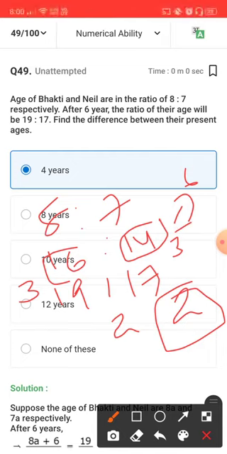So it's like 2 into 19. So they ask the difference between the percentages. 8 minus 7 is not there. It is 16, 14 percent. 16 minus 14, 2. 2 into 2, 4.